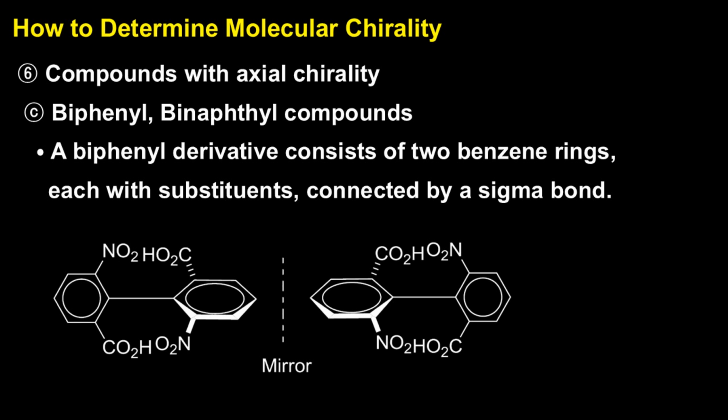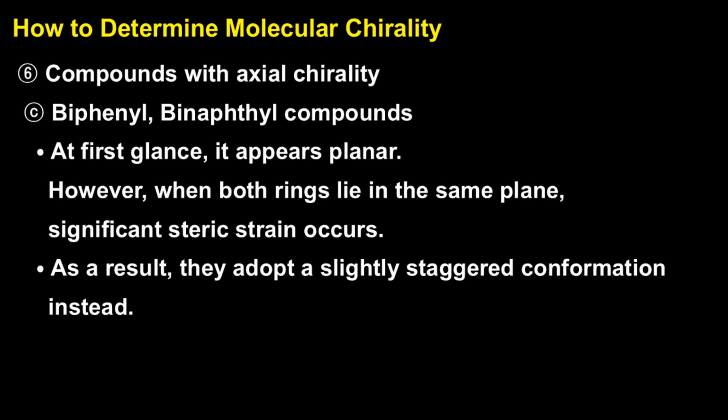These molecules are made up of 2 benzene rings connected by a sigma bond with substituents attached to them. At first glance, biphenyls might look planar, but in reality, they're not. If the 2 benzene rings were in the same plane, the steric strain from the substituents bumping into each other would make the structure really unstable. To avoid that, the molecule takes on a slightly twisted shape instead of staying flat.